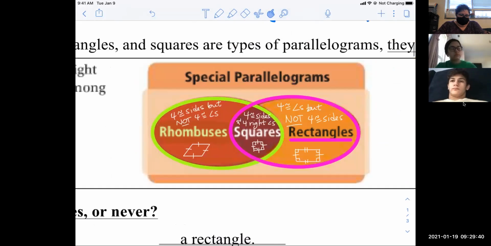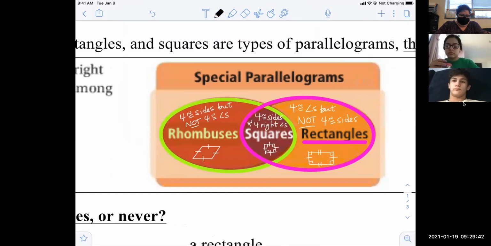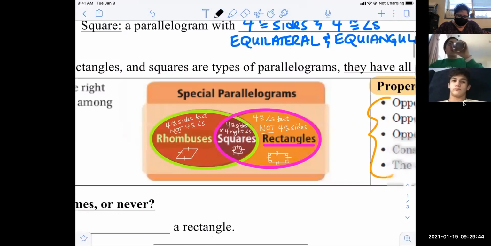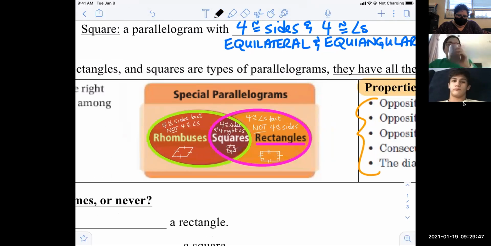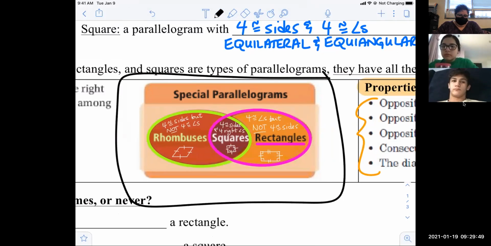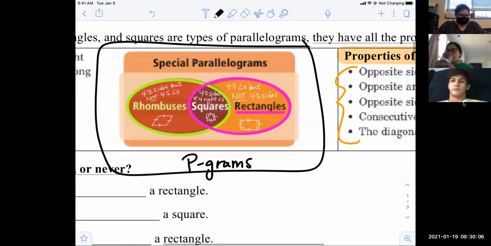Okay, so what kind of shape would be out here? If I made another category here, what would make sense for the next category out? Okay. So this would be parallelograms. And these would be ones that don't have 4 congruent sides and don't have 4 right angles. These would just be generic parallelograms.